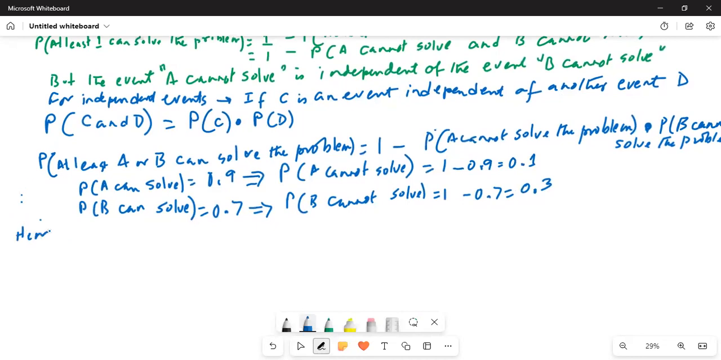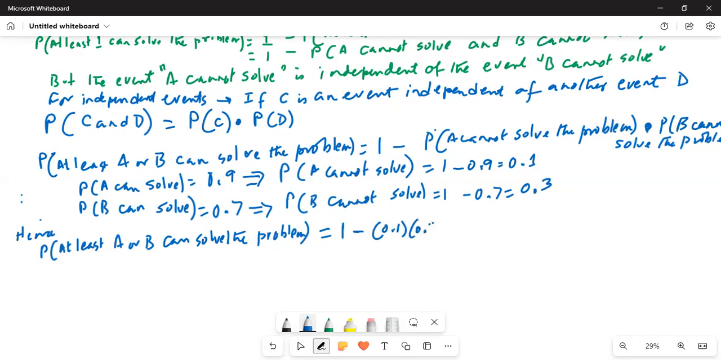Hence, probability at least A or B, one of them, can solve the problem is 1 minus 0.1 times 0.3, or 1 minus 0.03, which is equal to 0.97. So the correct alternative is D.